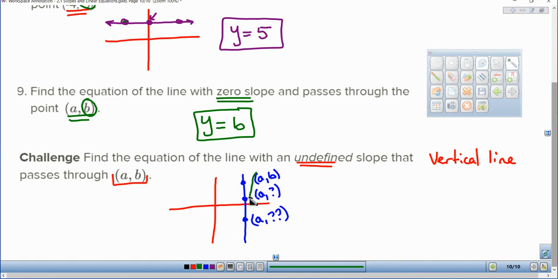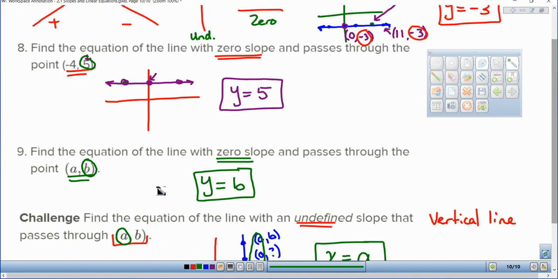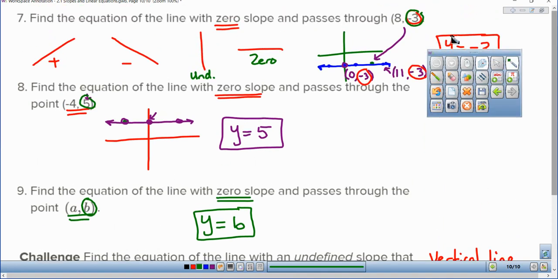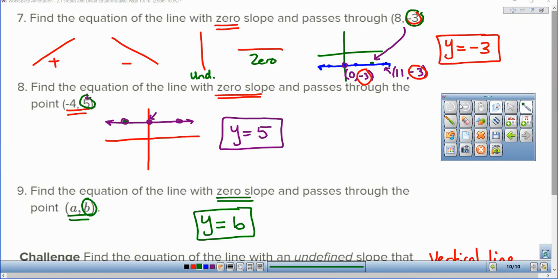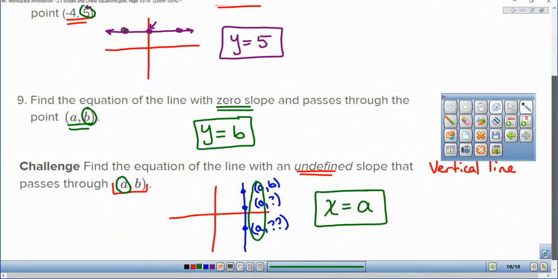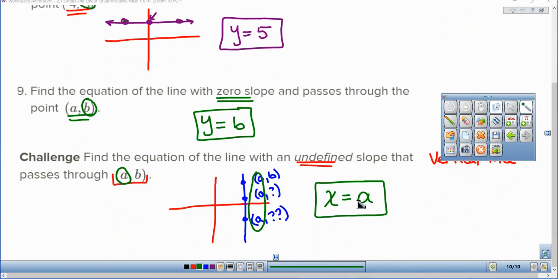But notice the first coordinate, the x value will always be A. And so anytime you have a vertical line, it's always going to be x equals whatever value is the x value. So hopefully that helps you on those special situations. Your horizontal and vertical line equations can be quicker and easier if you understand what they're actually saying. If you have any questions, let me know.